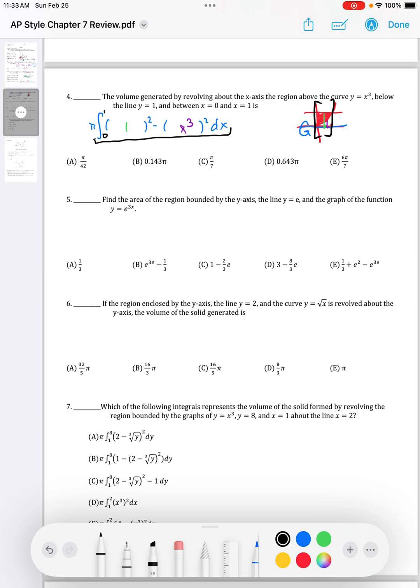So now if we just type in that integral, leave out the pi, 1 squared minus x cubed squared, which is going to be x to the 6th, dx. And so when we get this part, it's going to end up giving me a fraction of 6 over 7 multiplied by the pi that's in front. So our answer should be E, 6/7 pi.